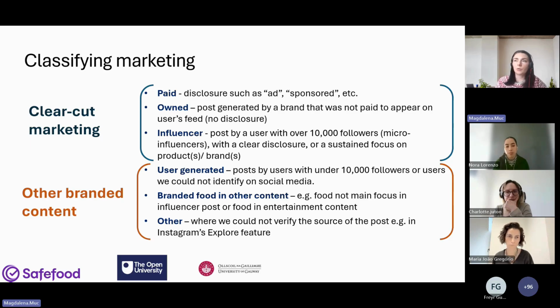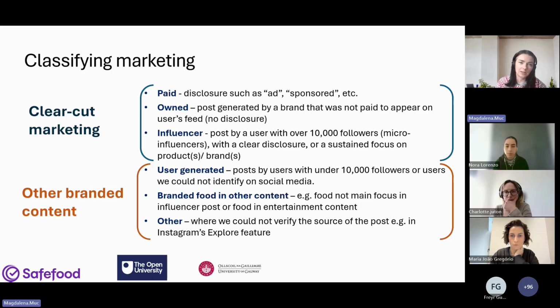Then the next thing you want to know is, is it even marketing? Because not everything that's branded will be marketing from the policy point of view. So as much as in the research we are interested in any branded exposure because it will impact children, not everything will be under the scope of legislation. So the most obvious type that will be under the scope of legislation is the paid marketing. So the one that will have clear disclosure, that is an ad and it is sponsored, promoted, and sometimes not as clear as we would want it.